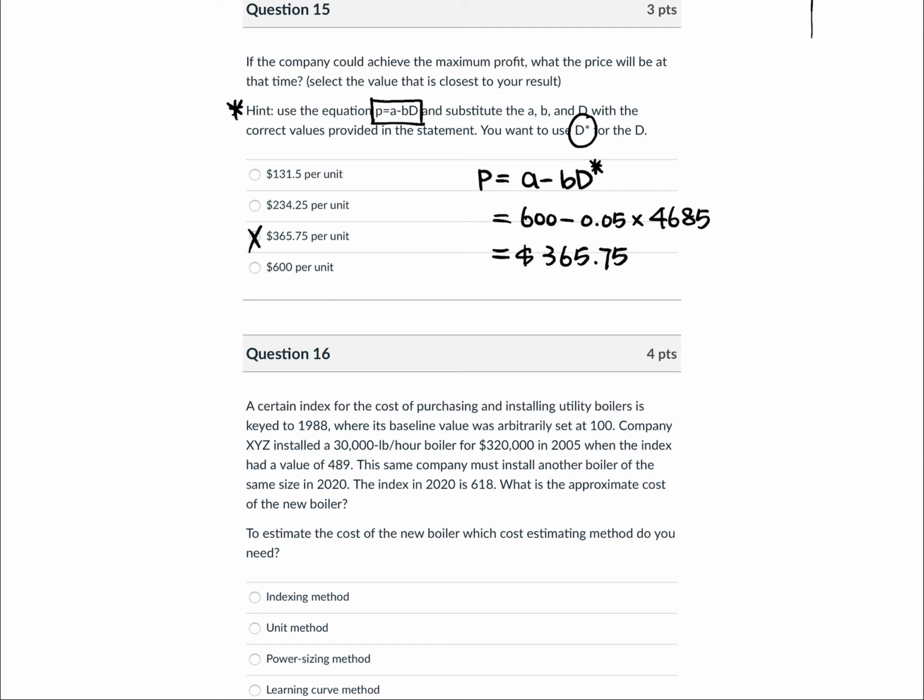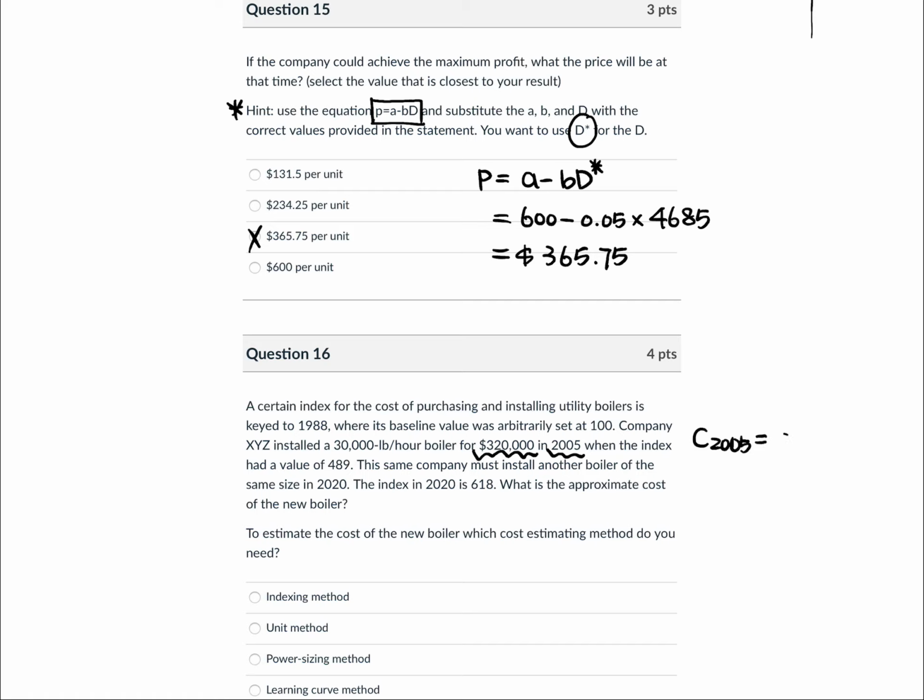Okay, so question number 16 is talking about purchasing and installing of a boiler. The price index of the boiler is keyed to 1988, which means the index of that boiler in 1988 is 100. Company X, Y, and Z installed a 30,000 pound per hour boiler for this price in 2005.